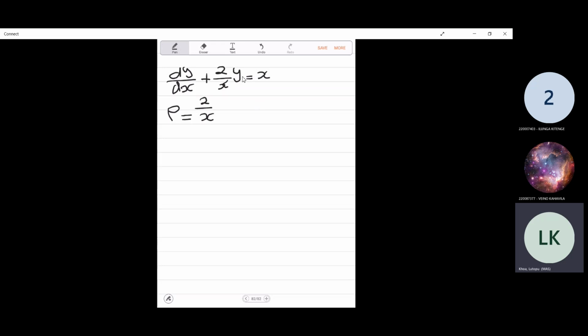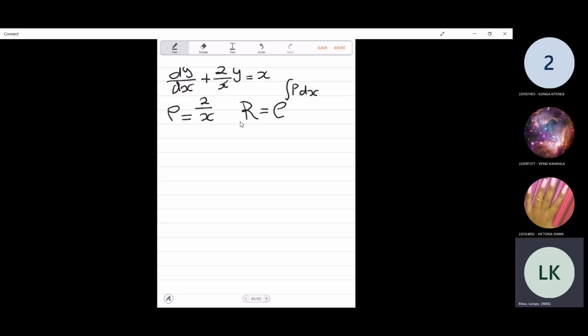Now the way we solve these linear differential equations is by multiplying throughout by an integration factor. When we were talking about exact differential equations or making a differential equation exact, we did talk about an integration factor, and we called it r. We got this by saying e to the power of the integral of p dx. So this is how we will get our integration factor and then multiply throughout by it.